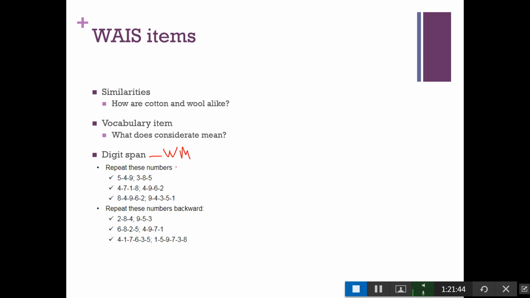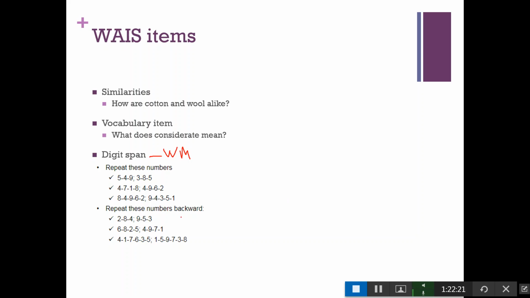So they'll ask you to repeat these numbers, and they'll read off numbers to you: 5, 4, 9, 3, 8, 5. And so then you have to repeat it: 5, 4, 9, 3, 8, 5. And then they'll say 4, 7, 1, 8, 4, 9, 6, 2. Then you have to repeat that, and on and on. And what they're doing is they're tacking on more and more numbers to assess how well your working memory is, right? Because you have to rehearse these numbers in your brain: 5, 4, 9, 3, 8, 5. You're repeating them to yourself. And so your capacity for working memory can be determined by your ability to recall these long strings of numbers.